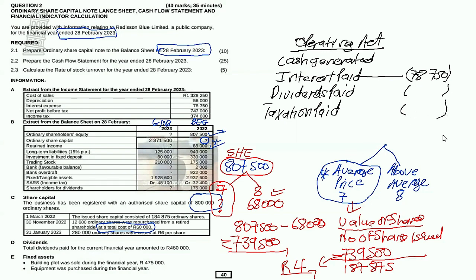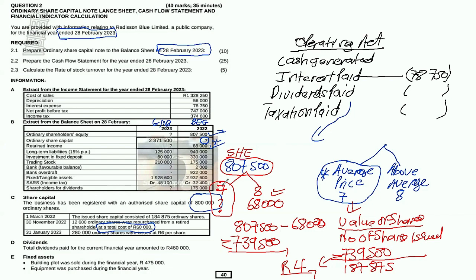Okay. So now dividends. How then do you calculate your dividends paid? So we have our dividends at the beginning, you owe shareholders for dividends at the back, which is 175,000. But before you do that, you have total dividends paid for the current financial year amounted to 480,000.